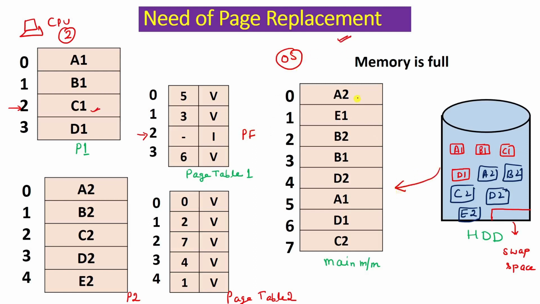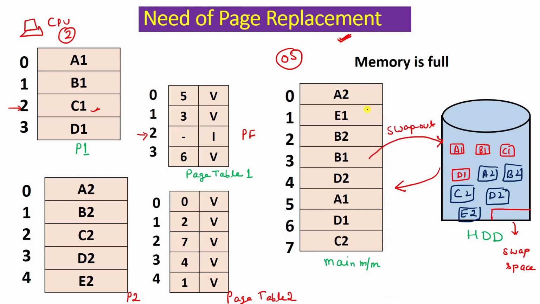But the question is, as we can see, the main memory is full. So where should this C1 be mapped? There is no free frame available. Earlier we had free frames available, but now P2 has taken up the space inside the main memory. So we have a full main memory and no free space available.